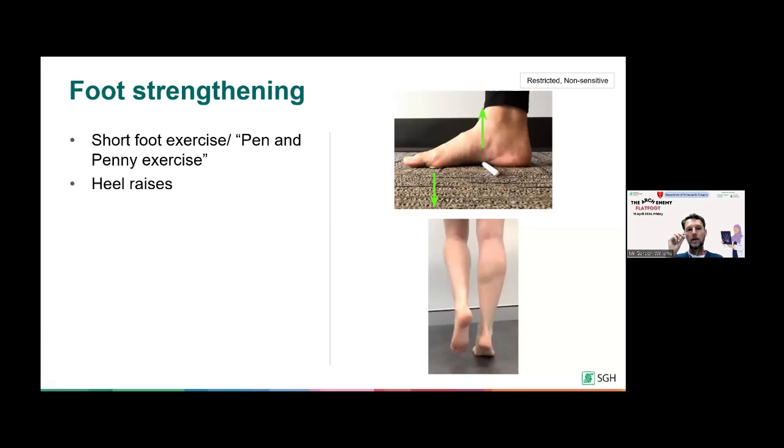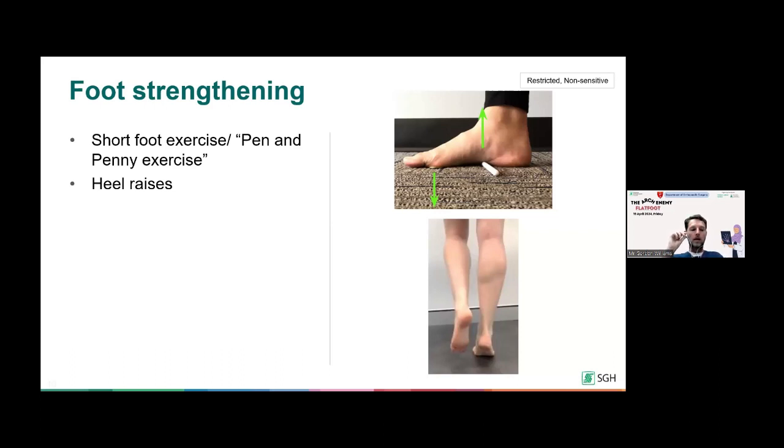Number 1 is your short foot exercise, also known as your pen and penny exercise. And that is illustrated here in this top photo. So what you do is you slide a pen, it's a white pen, underneath the arch, and you slide a coin, in this case a penny, underneath the big toe joint. Now what you need to do when you're doing this exercise is to slowly raise your arch and bring it away so that it's not touching the pen, but it's important at all times to maintain contact with that coin under the big toe joint.